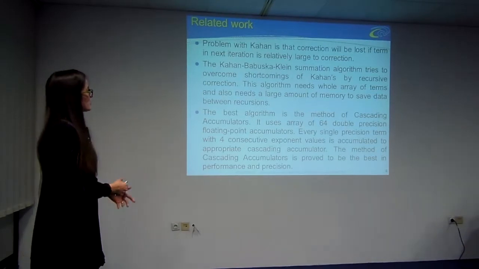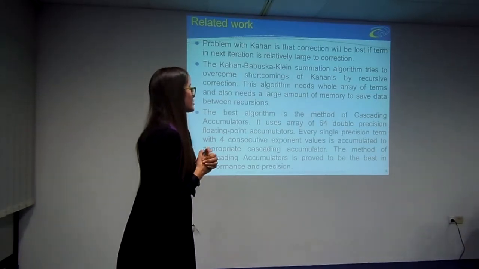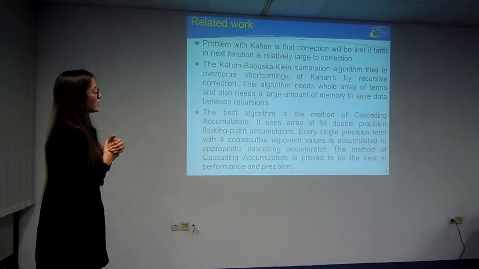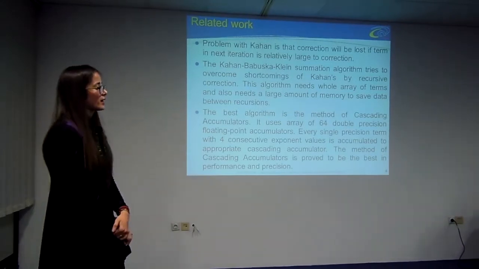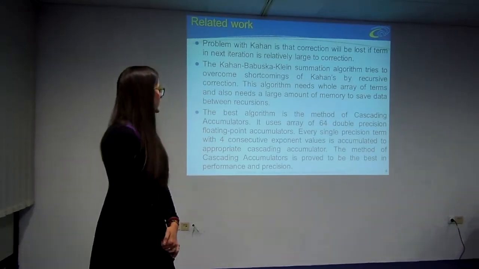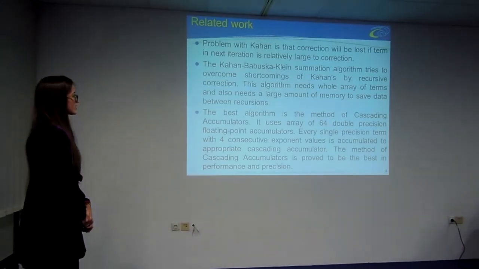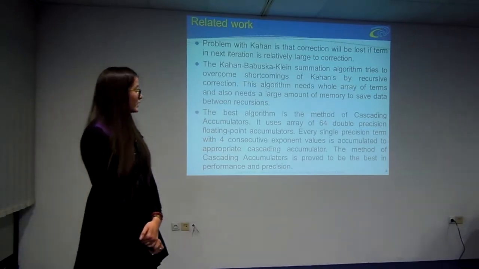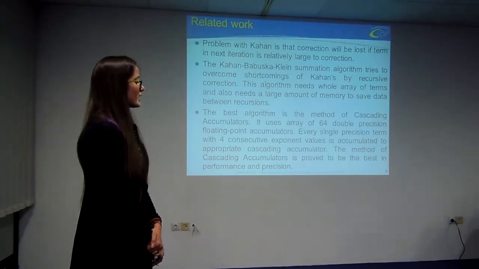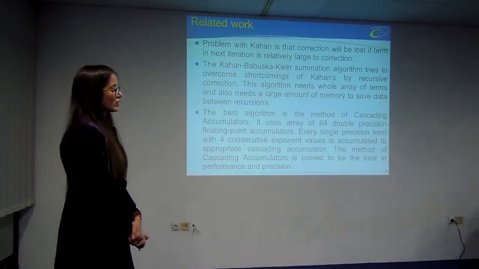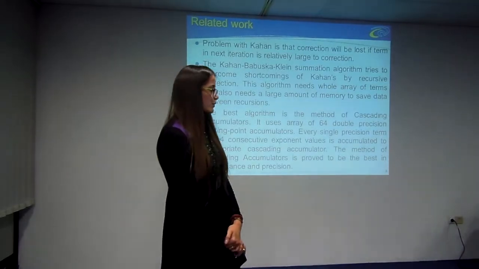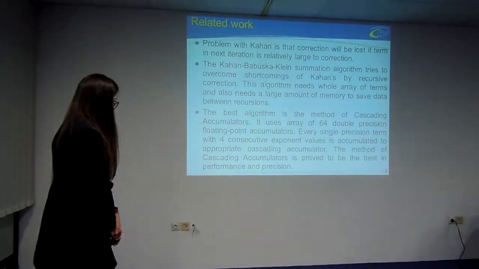Then we see the usage of Kahan-Babushka-Klein summation algorithm, because it tries to overcome the shortcomings of Kahan's by recursive correction. This algorithm needs a whole array of terms and also needs a large amount of memory to save data between recursions.